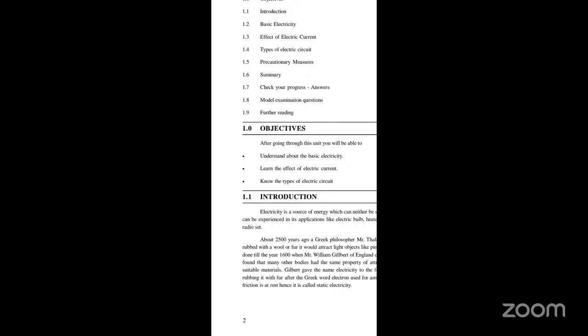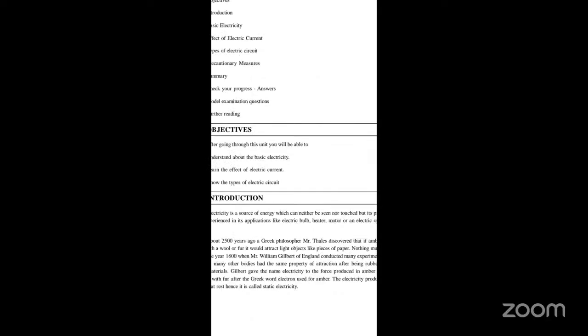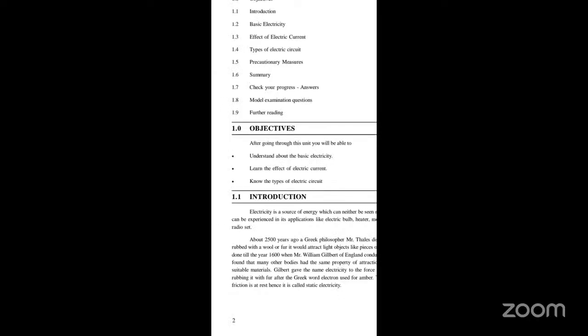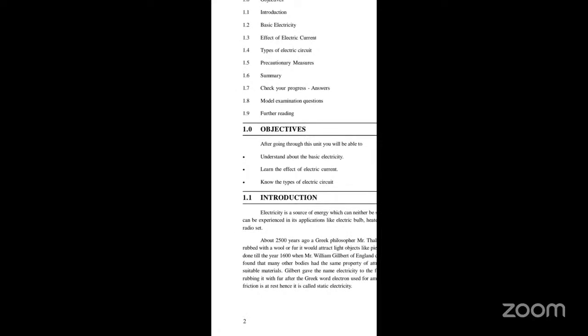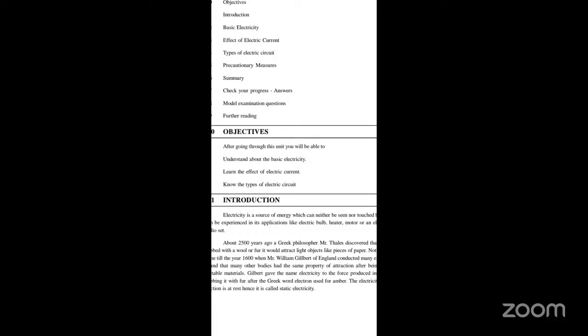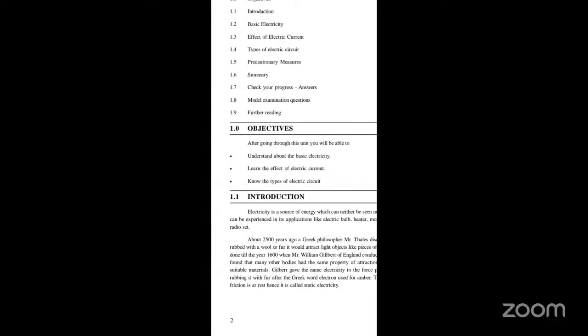The Greek philosopher Thales discovered that if amber was rubbed with wool, or fur, it would attract light objects like pieces of paper. Nothing much was done till the year 1600.